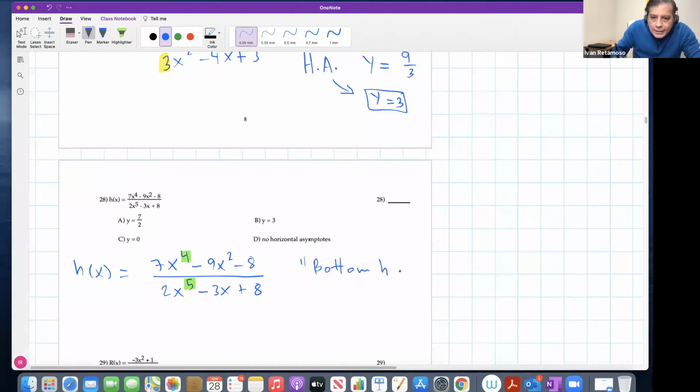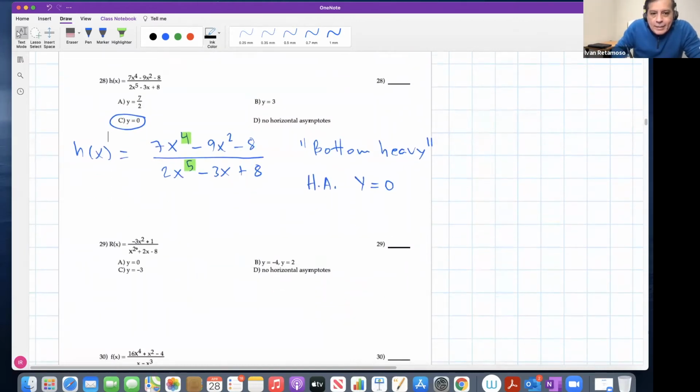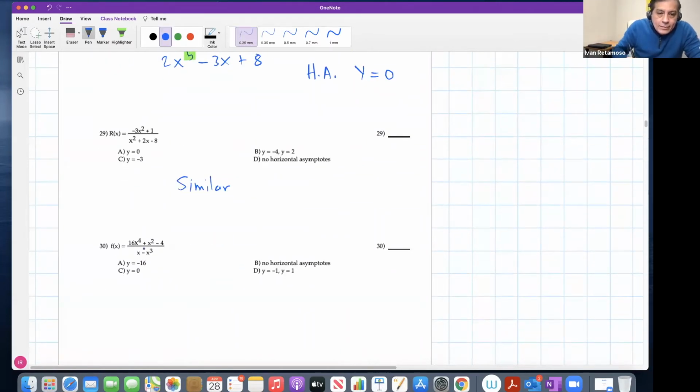So we have a rule. If the rational function is bottom heavy, then the horizontal asymptote is just y equals 0, no matter what. This dominates so much that it makes the whole thing 0, in the end, the limit. That is 28. Very good. And then the others are similar. These are equally heavy, so you know what to do. Okay, this is also top heavy, similar, so you know what to do.